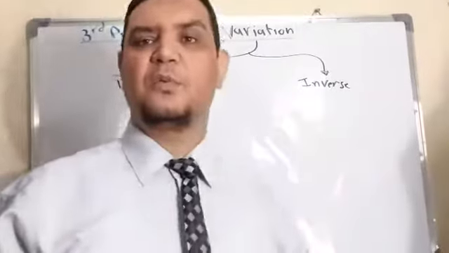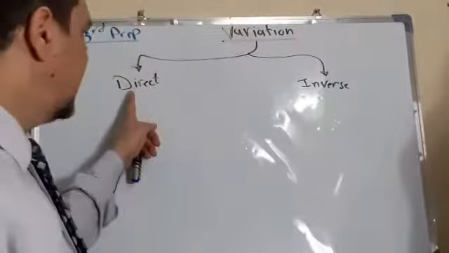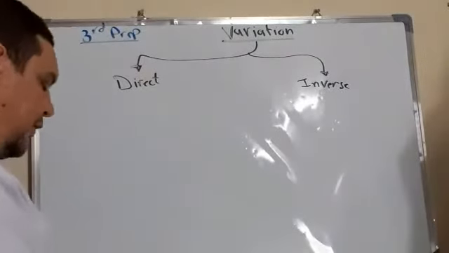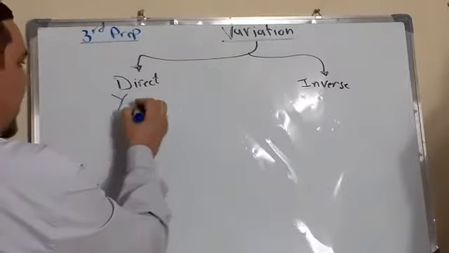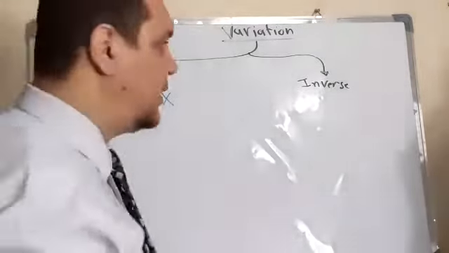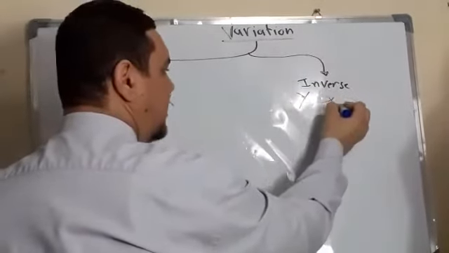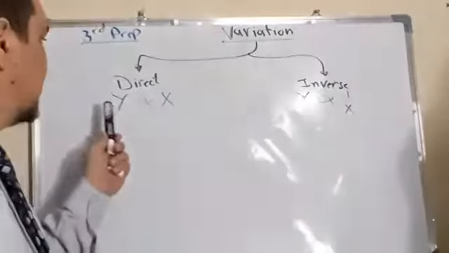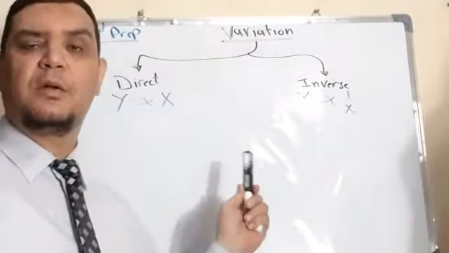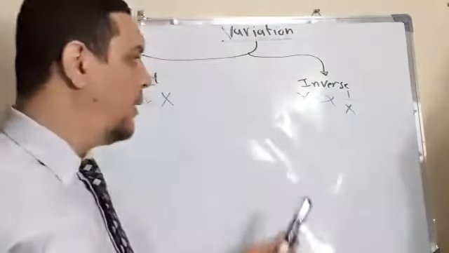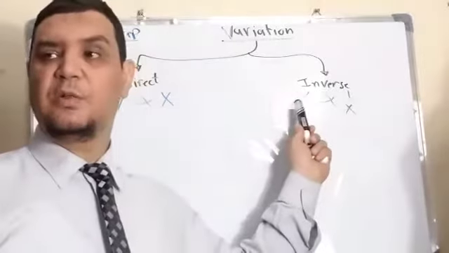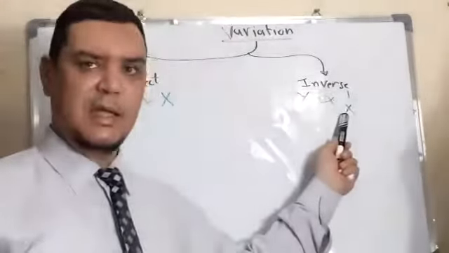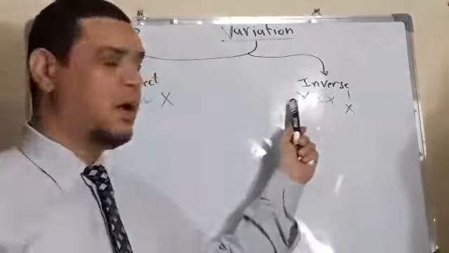Variation divides into two types. Number one, direct variation. Number two, inverse variation. In direct variation, y varies with x, but in inverse variation, y varies with 1 over x. Direct variation means the two variables x and y increase together or decrease together. But inverse variation means that if y increases, then x decreases, and if x increases, then y decreases.